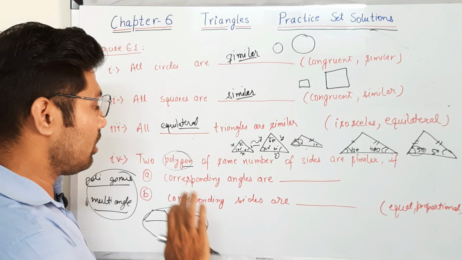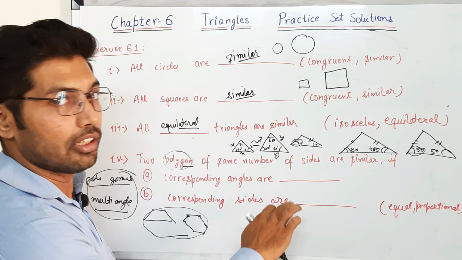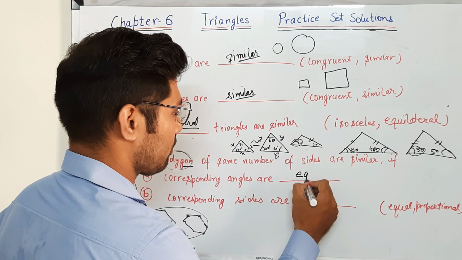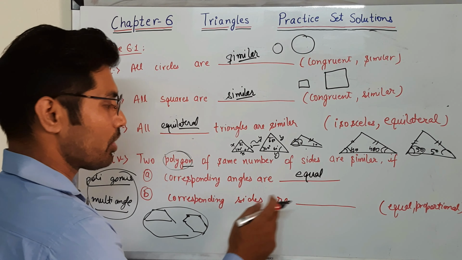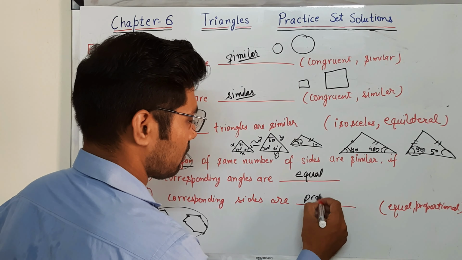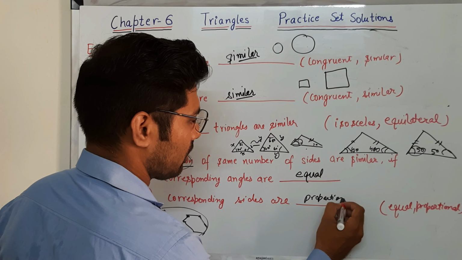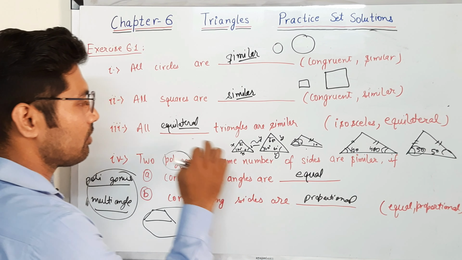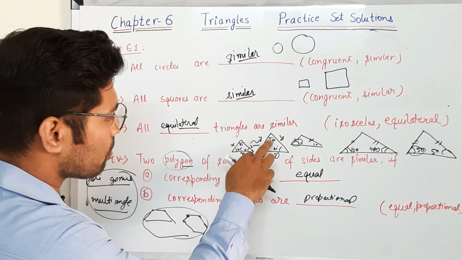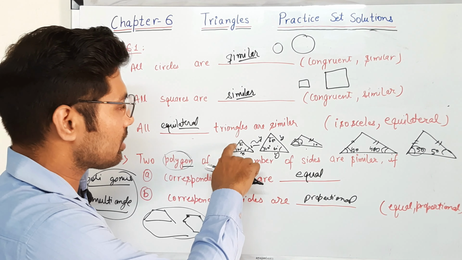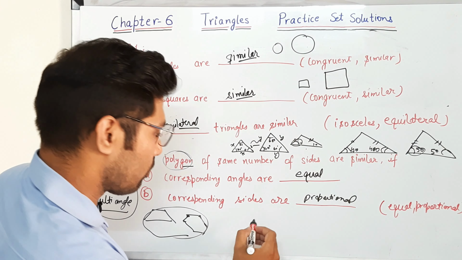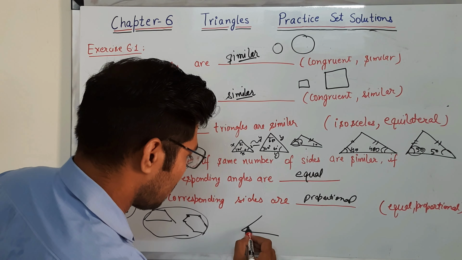They are similar if corresponding angles are equal and corresponding sides are proportional. In the previous question we have seen that the corresponding angle should be the same but the sides can be proportional. For example, this is a 30 degree angle.